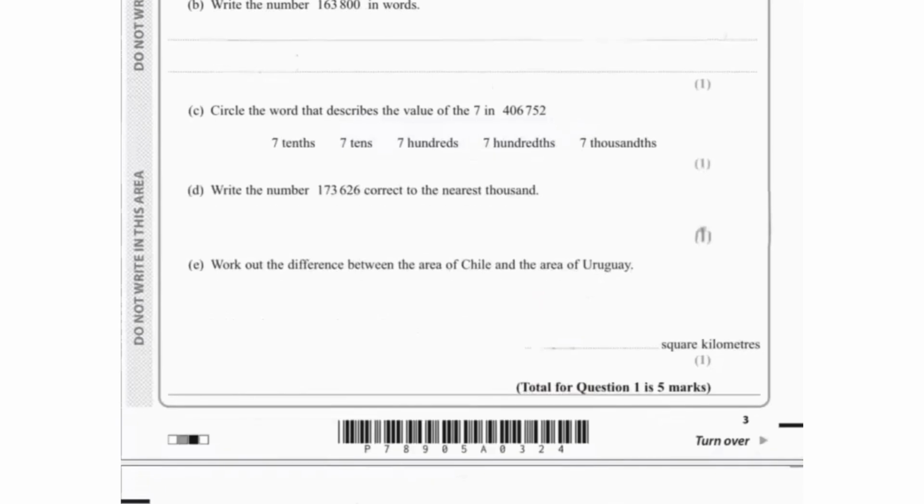Circle the word that describes the value of the 7 in 406752. So 7 is this. As you can see, after 7 there are 2 digits, which means it's 7 hundreds. So that's your answer.